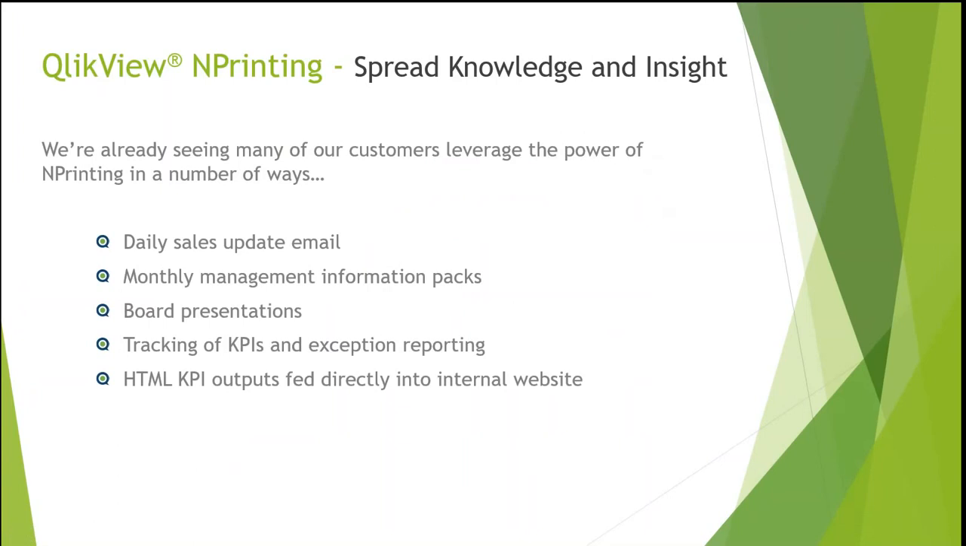So the most common is the example that I'm showing you just now. It's about sending daily or weekly updates based on information within QlikView. So that could be an attached report, an attached PDF. It could just be an email with some high-level KPIs in there. It could also include links directly through to the relevant information in your QlikView application on the access point. So there's quite a lot of flexibility around how you can distribute email information.